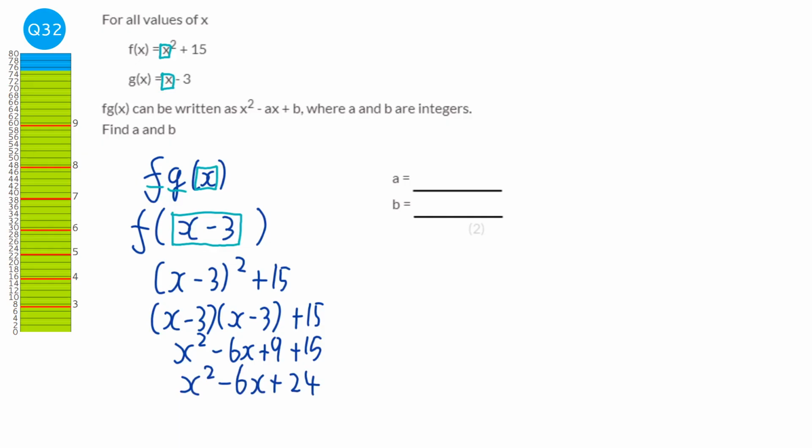And here we're asked to find out what a and b is, or are. A is the 6 there and the B is the 24 there. So A is 6 and B is 24. Now you might be asking why A isn't minus 6. Well, it actually has the minus in the question, so A is just going to be 6.